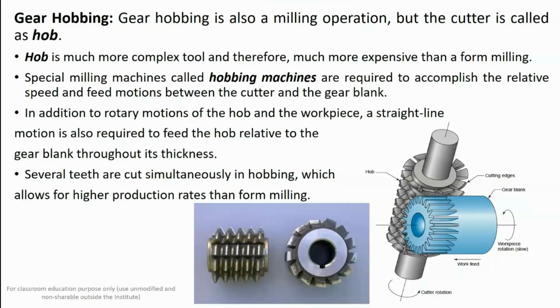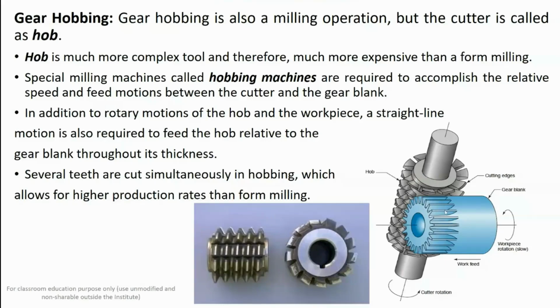So the hob tool is a much more complex tool, and therefore it is more expensive than a form milling operation. For this purpose, you require a special machine which is called a hobbing machine, and it takes care of the relative motion between the hob and your workpiece, and it regulates the relative speeds and feed motion between the hob cutter and your gear blank.